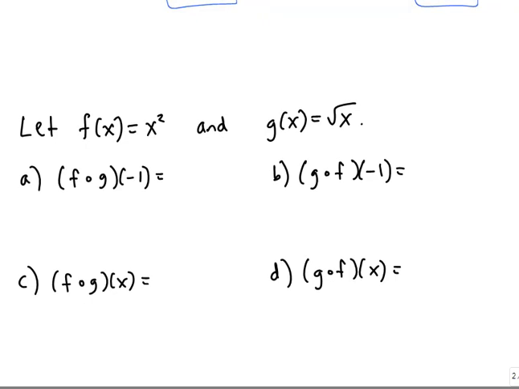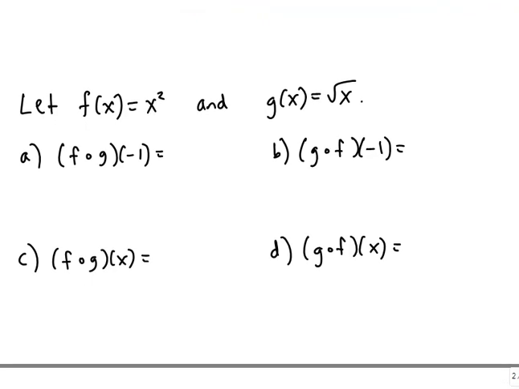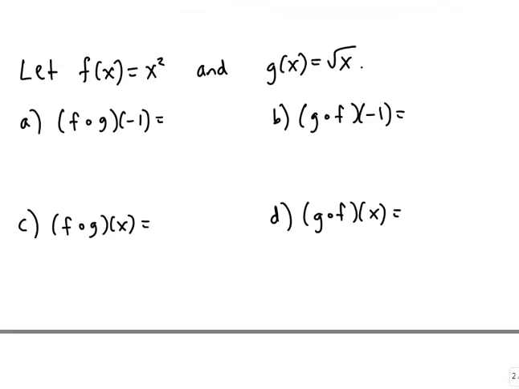Okay, let's try a couple more. Let f of x be x squared and g of x be the square root of x. So if I want f composed with g at -1, then we want to do g of -1 first, and then find f of that. Now when you put -1 under the square root, we would end up with the square root of -1. That is not a real number.